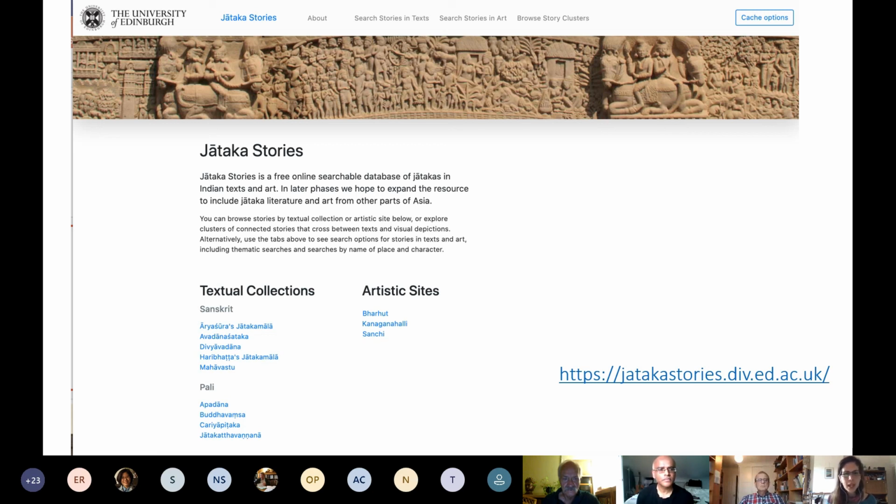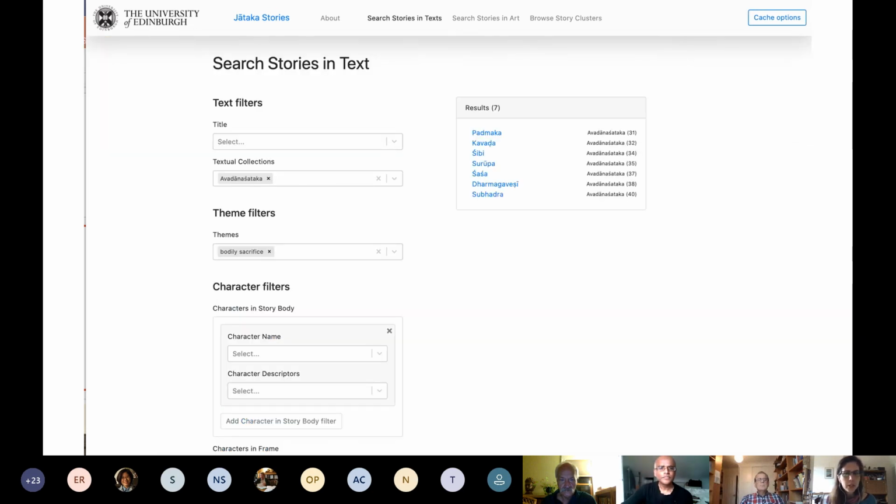The narratives depicted there suggest that there are swathes of Jataka and other narrative literature that we don't have in textual form, either because texts were lost or because stories were never put into writing in the first place. But that whole iconographic agenda there suggests a whole different set of narrative literature that was current in that area. So to give you a sense of how the database works, you can search for stories in texts.